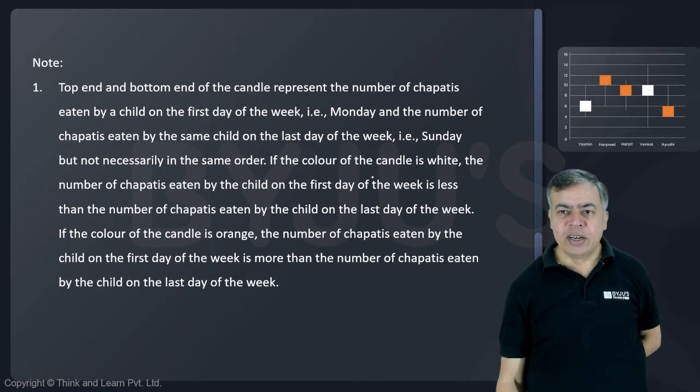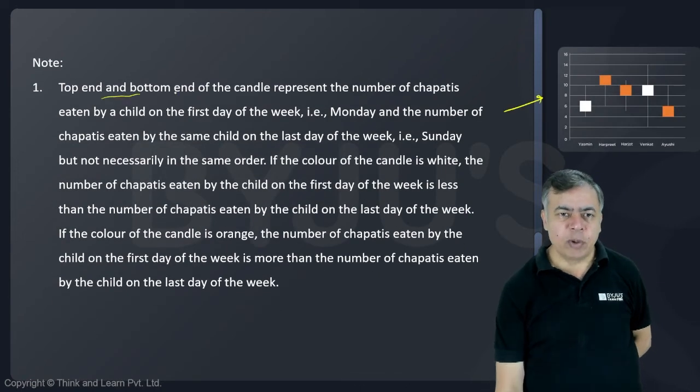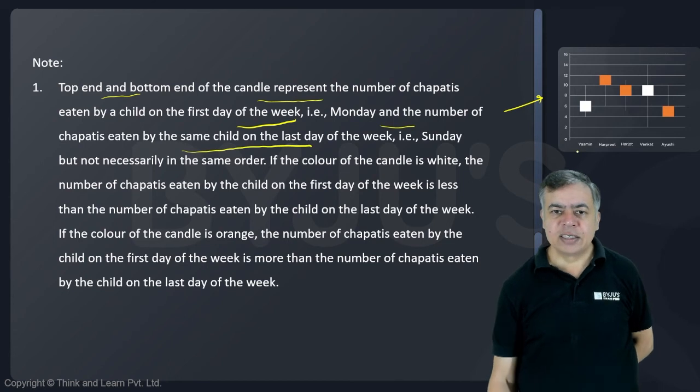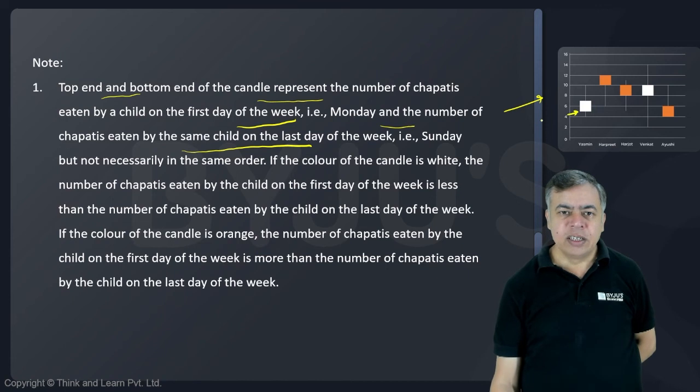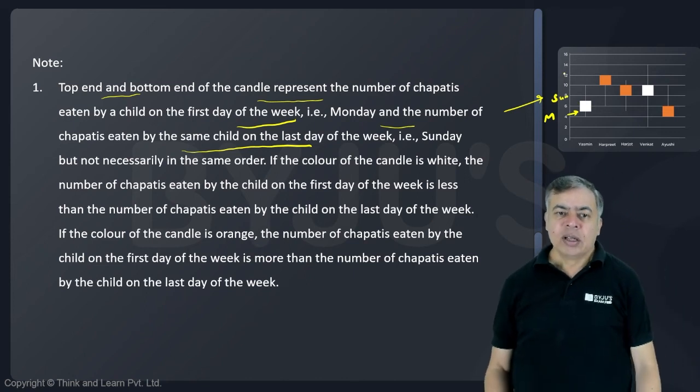So here it is given. Okay, the graph you can also see here. The top end and bottom end of the candle represent the number of chapatis eaten by a child on the first day of the week, Monday, and the number of chapatis eaten by the same child on the last day of the week, that is Sunday. So that open part is actually the top end and the bottom end, on Monday and on Sunday. Monday is the first day, Sunday is the last day.